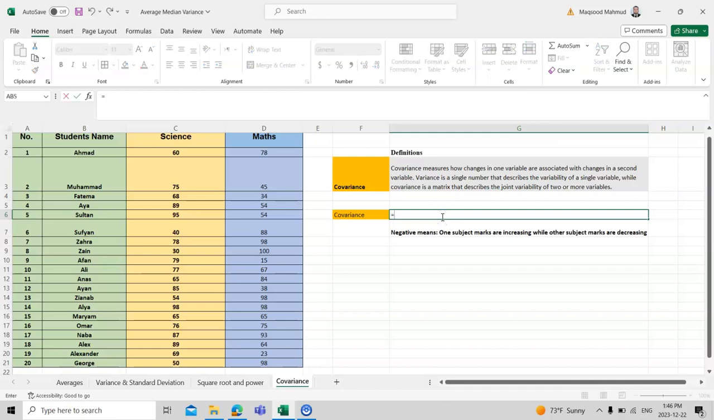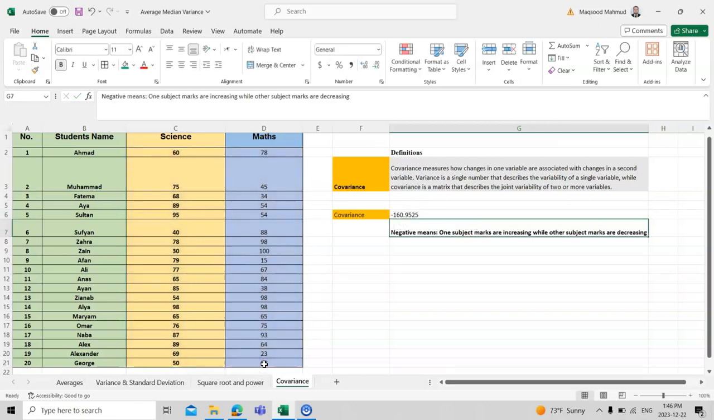So let's see in Excel how we can find it. There is a covariance formula. We have two options, for population and for sample. So how can we do it? Over here we find it for sample. Covariance.S for sample, then the first variable is science marks, and the second one is maths marks, and then we press enter.